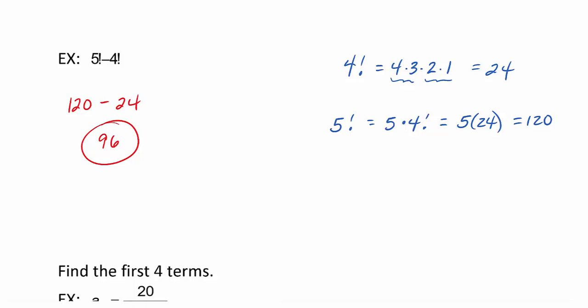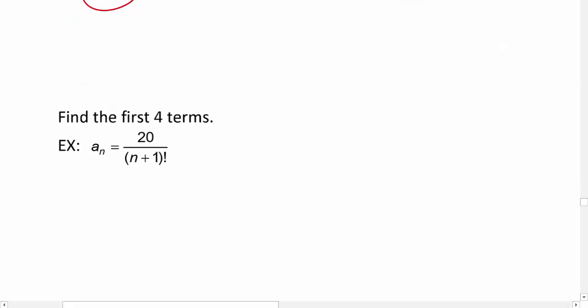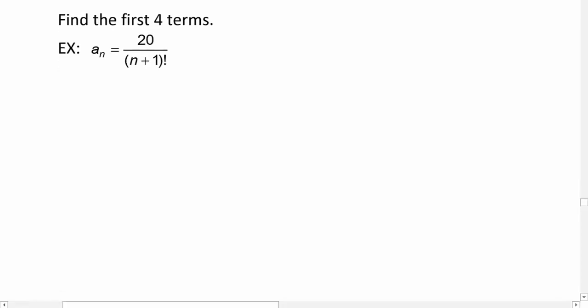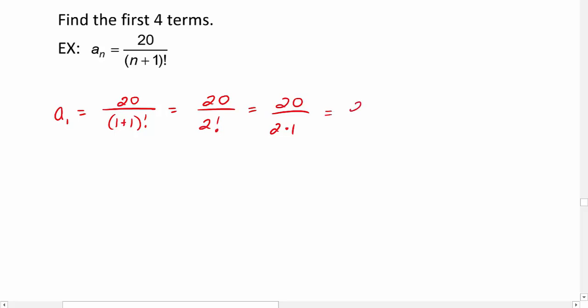Now that we understand factorial notation, let's use it to help us find the first 4 terms of a sequence. Notice that this is not written in a recursion formula. Everything's going to be based off of n here. So a sub 1, that's going to be 20 divided by 1 plus 1 factorial. 20 divided by 2 factorial, and we know 2 factorial is 2 times 1, so 20 divided by 2, we get 10.